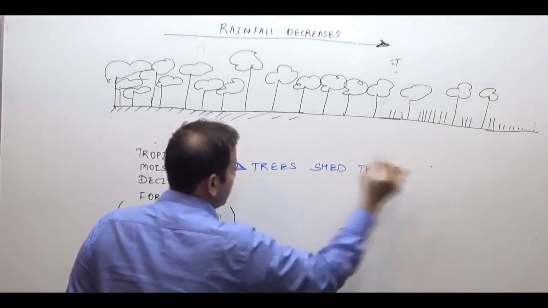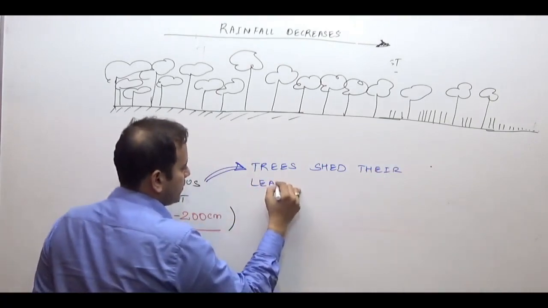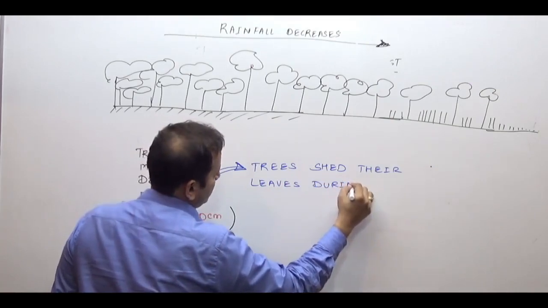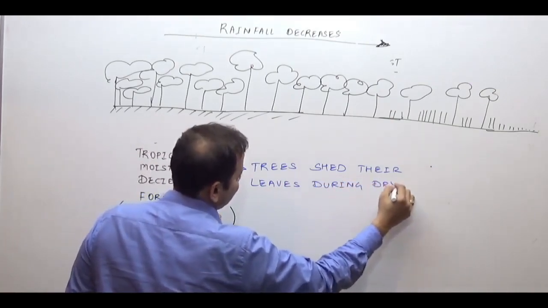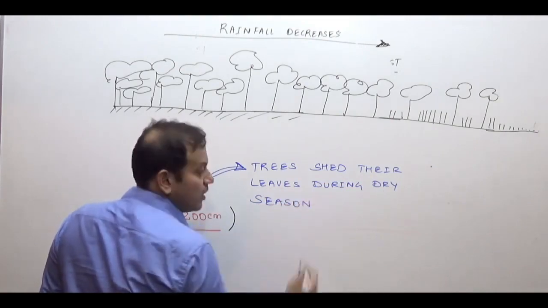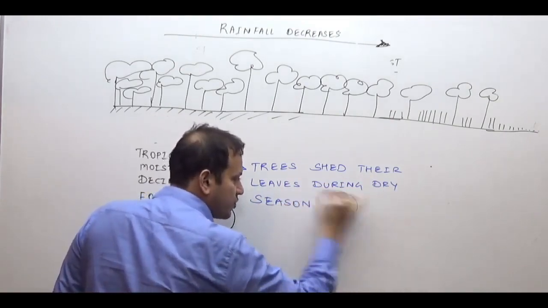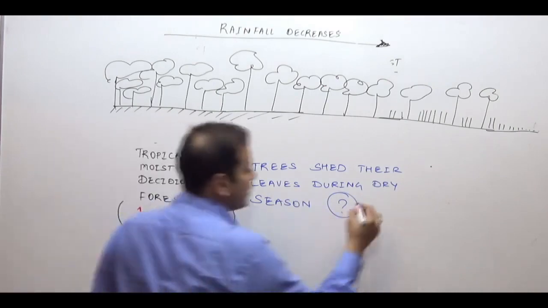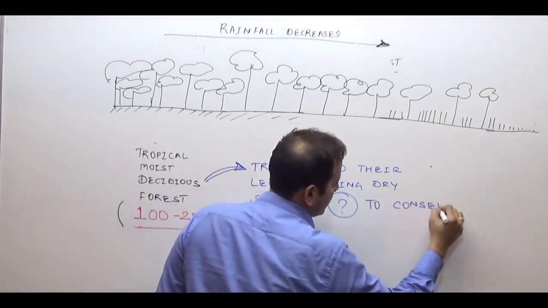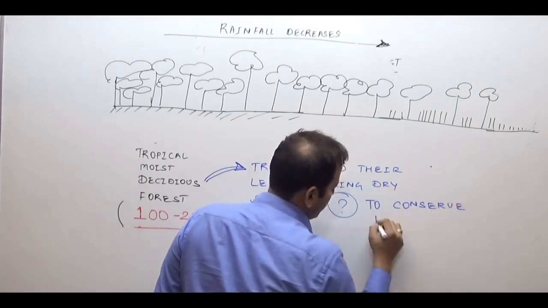The trees shed their leaves during the dry season. Now, why do the trees shed their leaves during the dry season? To conserve moisture.